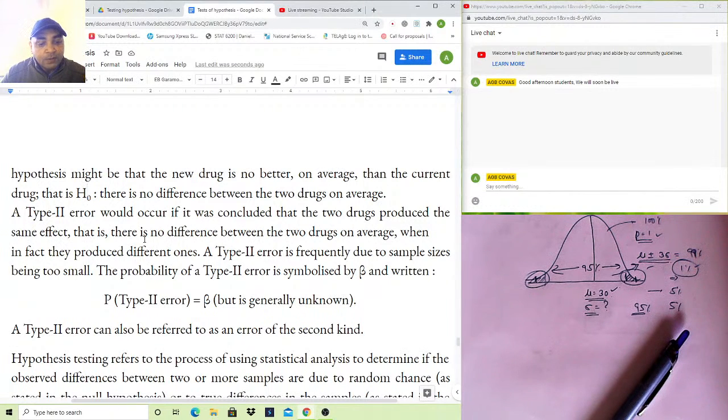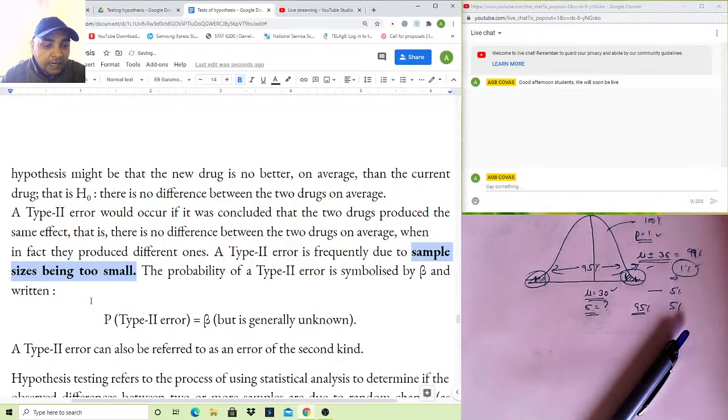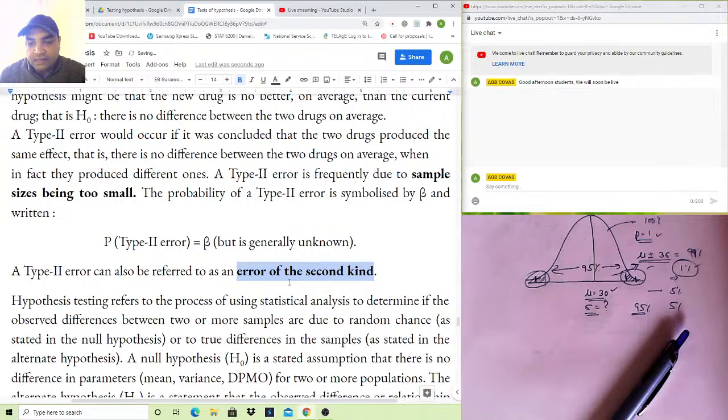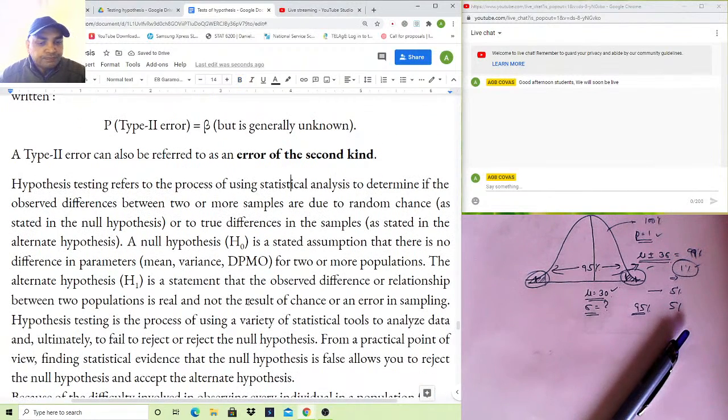A type 2 error is frequently due to the sample size being small. If your sample size is small, then you are bound to commit this type 2 error. The probability of a type 2 error is symbolized by beta and is written as P(type 2 error) = beta, but is generally unknown. A type 2 error can also be referred to as an error of the second kind.